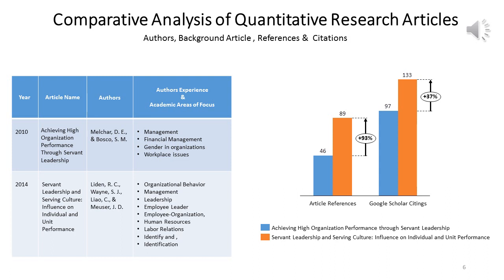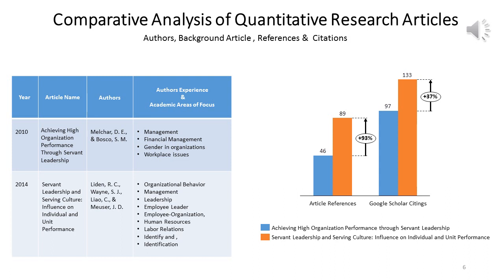The histogram has in blue the 2010 article, so you see there are 46 article references compared to 89 references for the servant leadership and serving culture article. The article references really point to the number of articles that support the work that was conducted by these two separate journal articles. On the right-hand side of the bar chart, you see the citings as per Google Scholar, and you'll see that the article Achieving High Organization Performance has been cited 97 times, whereas the 2014 article has been cited 133 times.